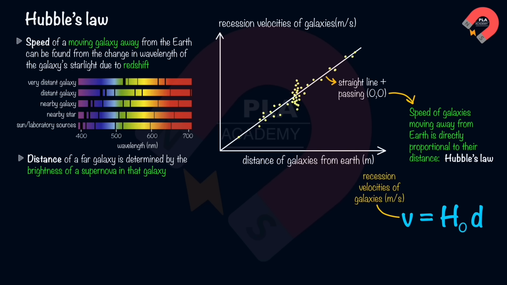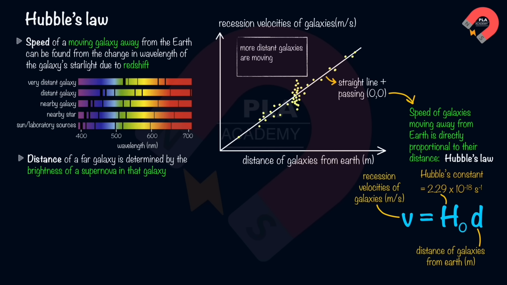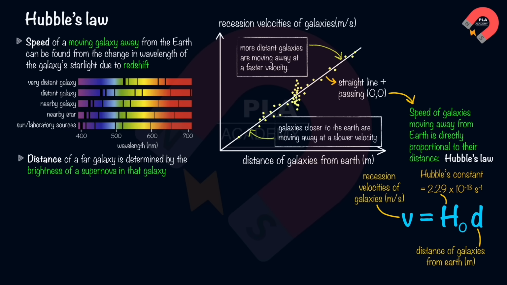in meters per second. d is the distance of the galaxy from Earth in meters. And H0 is Hubble's constant. It is determined by the graph's gradient. It is approximately 2.29 times 10 to the power minus 18 per second. From the graph, we see that more distant galaxies are moving away at a faster velocity. The galaxies closer to the Earth are moving away at a slower velocity. The gradient of the graph is v over d, which is Hubble's constant.